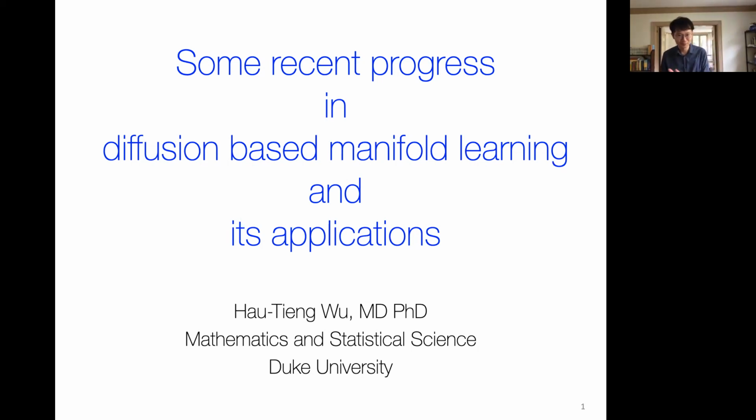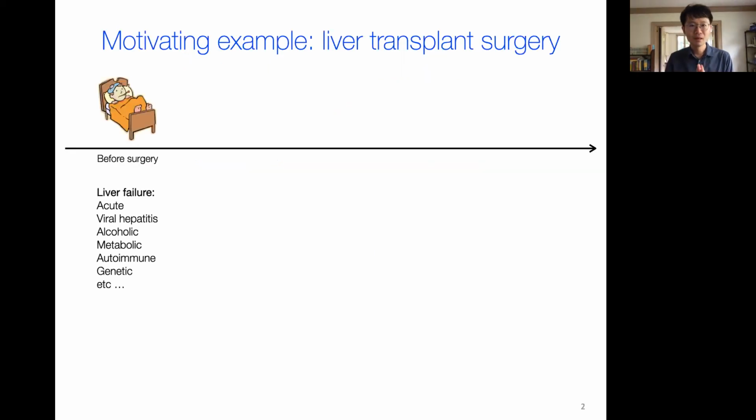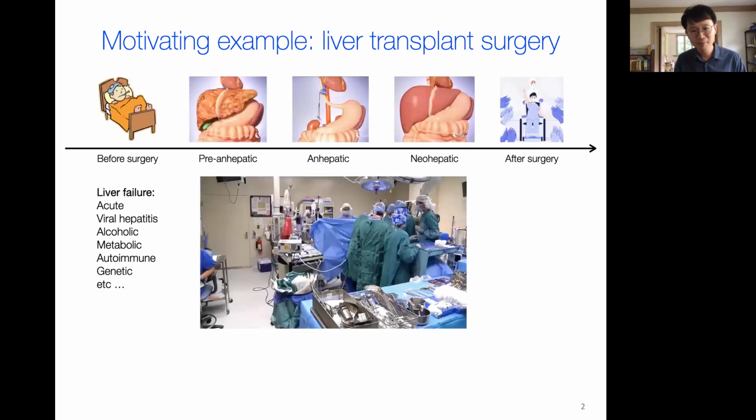It's my great pleasure to share some of my recent works with you. So let's start. The motivating example is the liver transplant surgery. When do we need it? Usually when we have liver failure, for many reasons. The patient will be sent to the operation room, and the surgeons will open your abdomen, remove your old liver, and implant a new one.